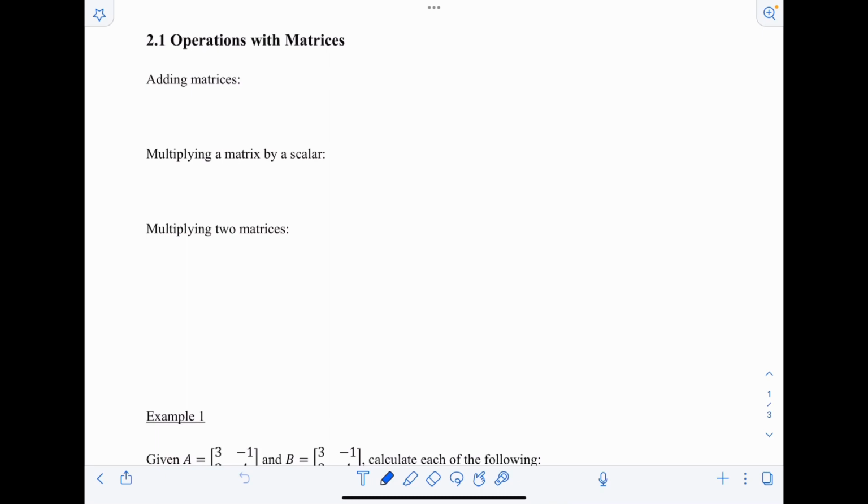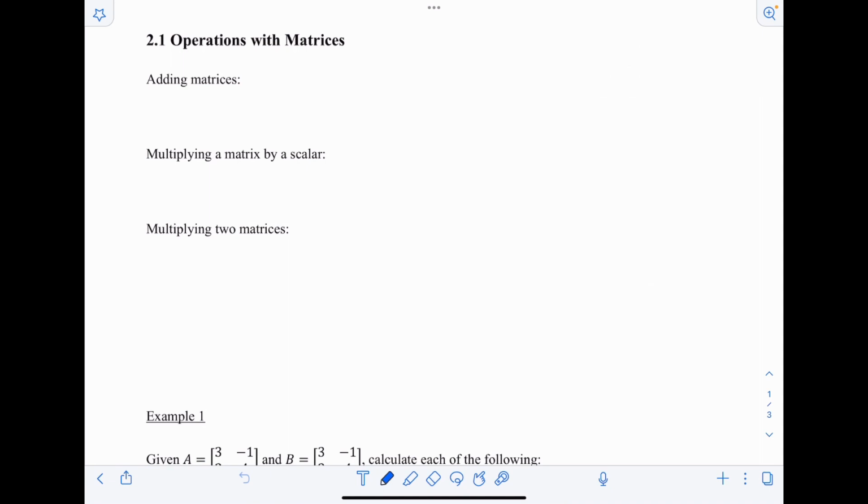This is lesson 2.1, Operations with Matrices. In this lesson, we'll be looking at three things. We're going to start with just some basic operations that we can do with matrices, similar to the types of operations we do with real numbers. And then we're also going to revisit systems of linear equations, look at another way to represent those through matrices, and then finally finish up with something called partitioned matrices.